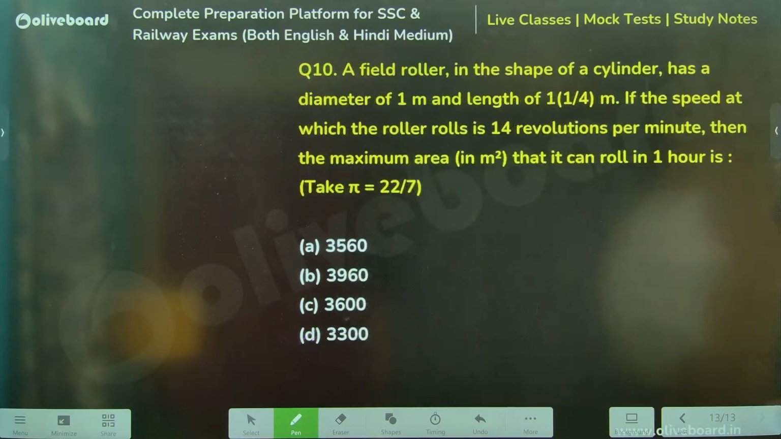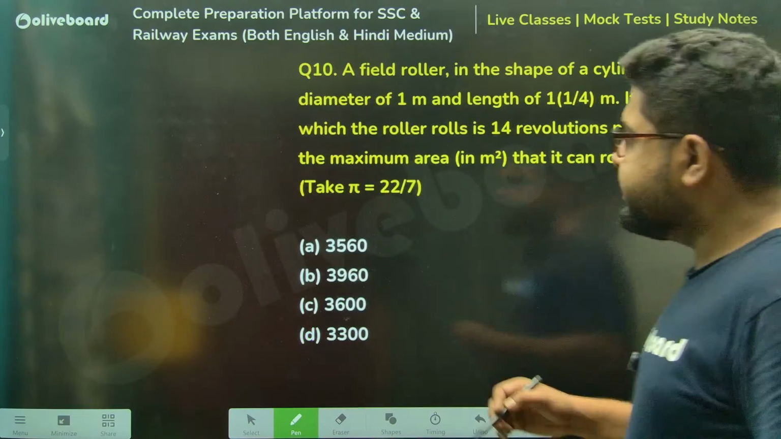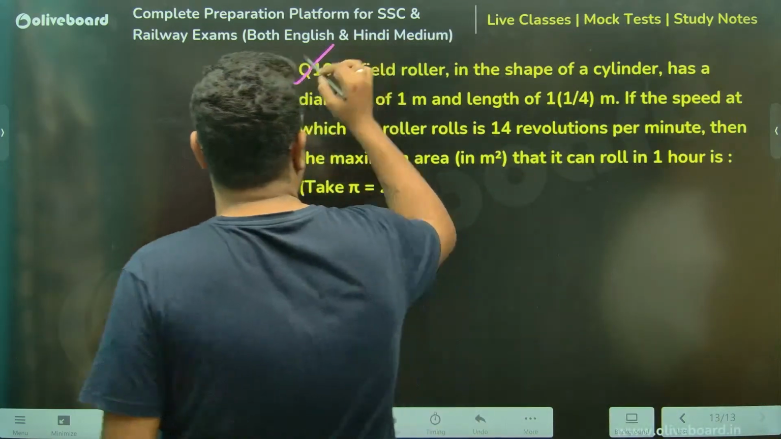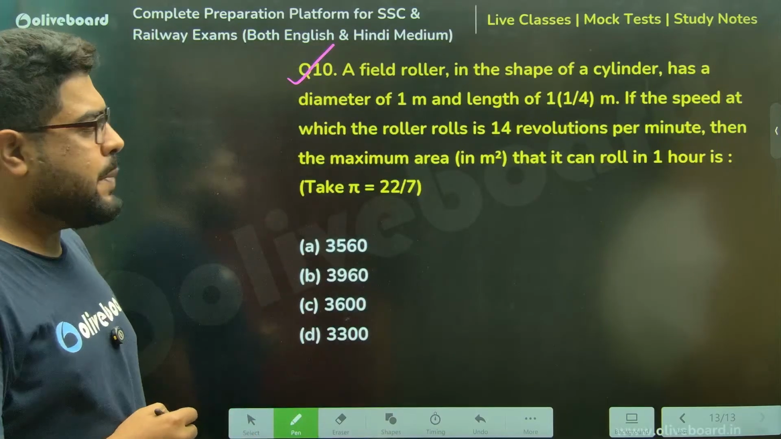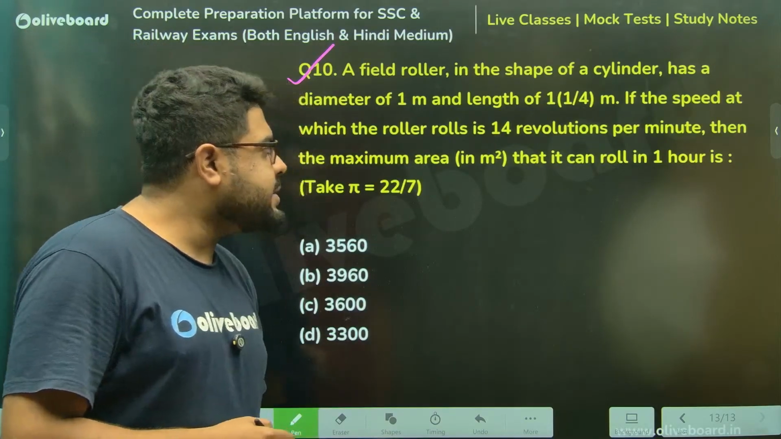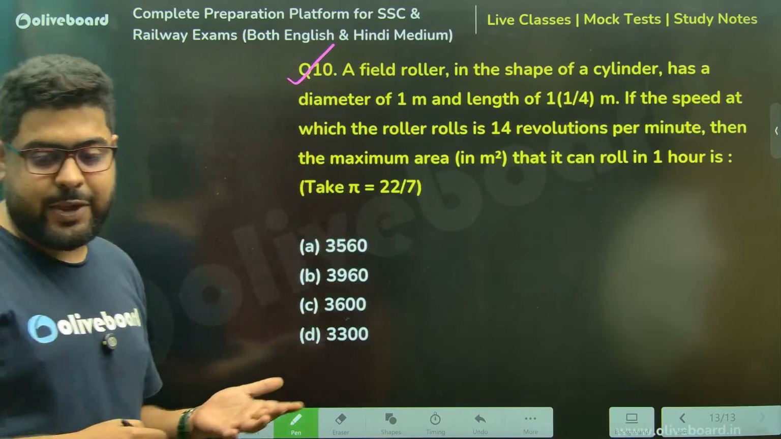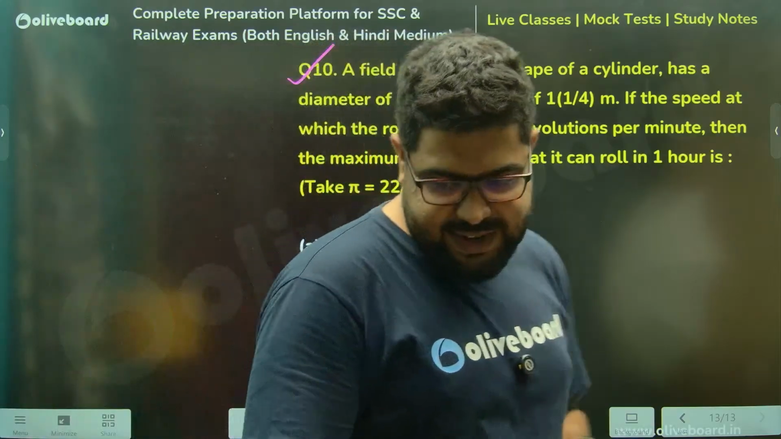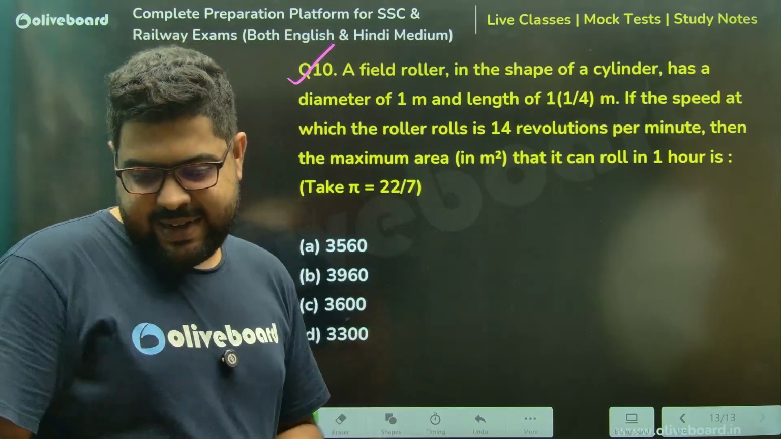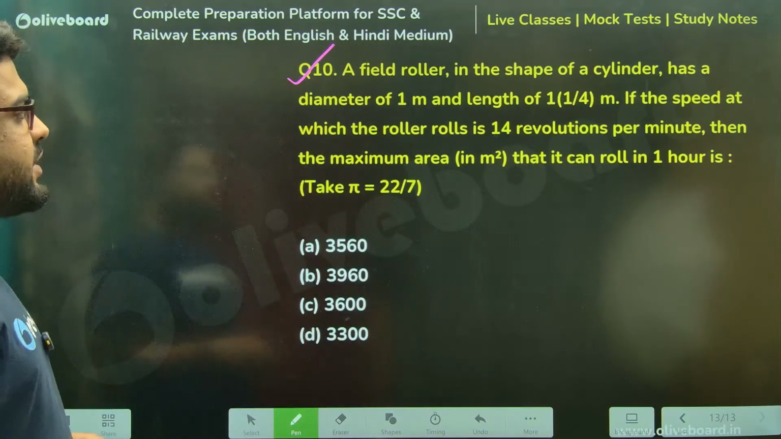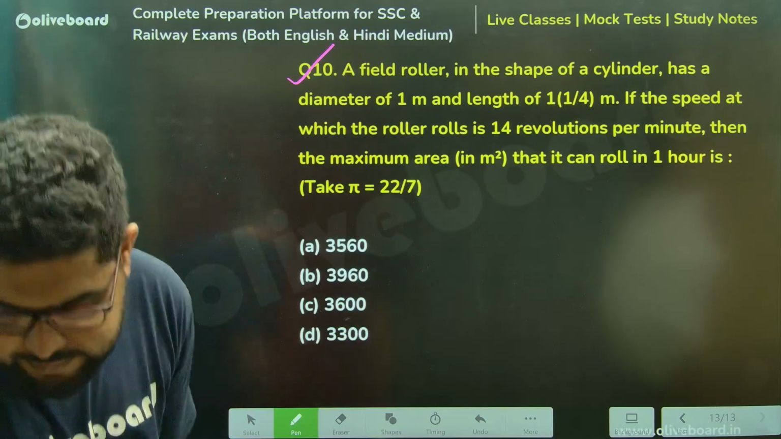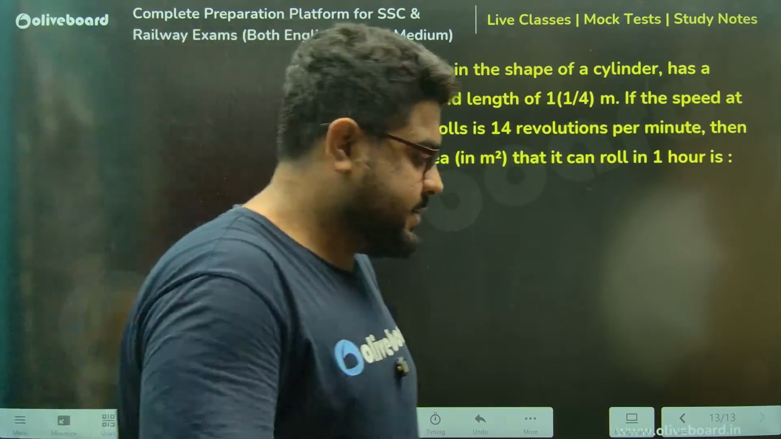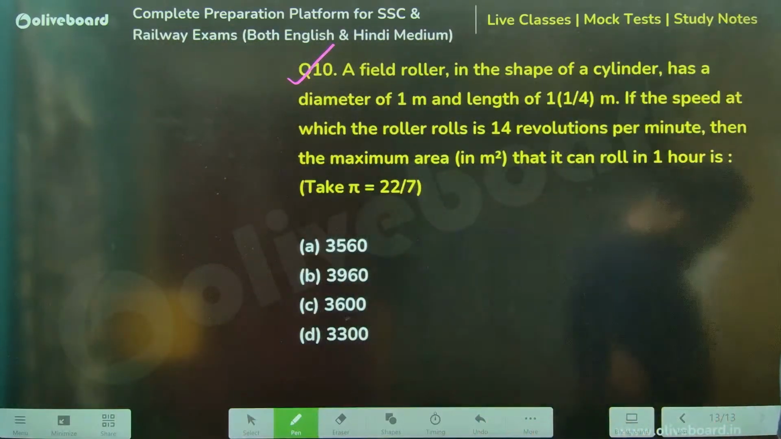Next one, please. A field roller in the shape of a cylinder has the diameter given. It is a very good question. Try to do this first, everyone, quickly. Let's see if we can figure it out.